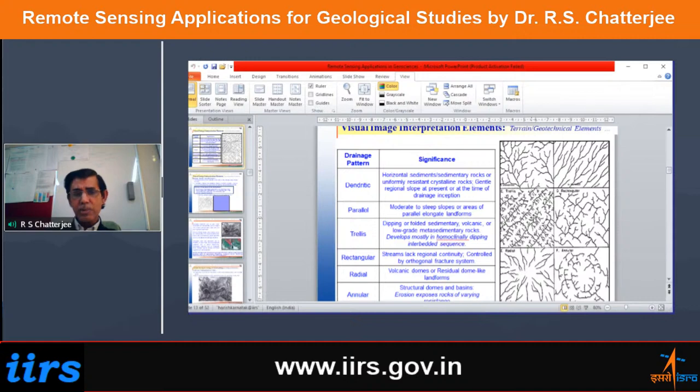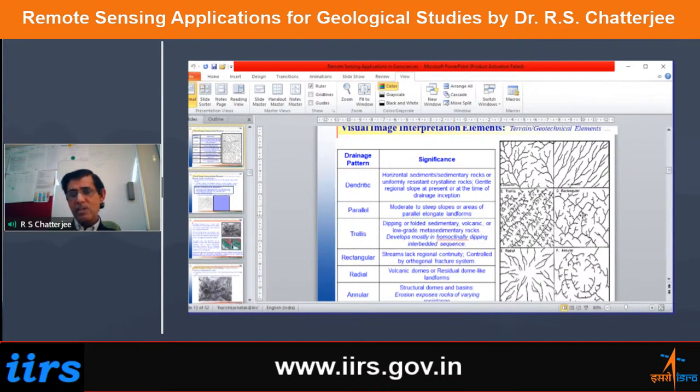This is trellis pattern. So trellis pattern tells us either the rocks here are homoclinally dipping in a particular direction, or they are a folded sequence, alternately syncline and anticline. Along the axis of the syncline, this is the long drainage. On the slope of the syncline or anticline, there are the short drainages. Here is the axis of the anticline, here is the axis of the syncline.